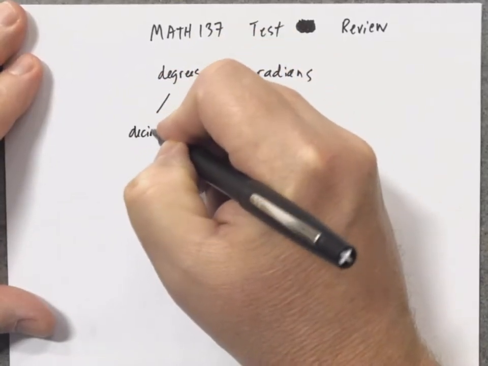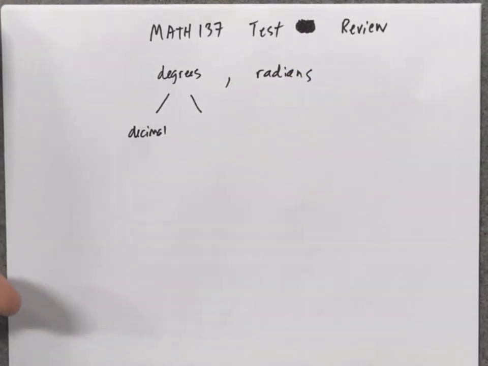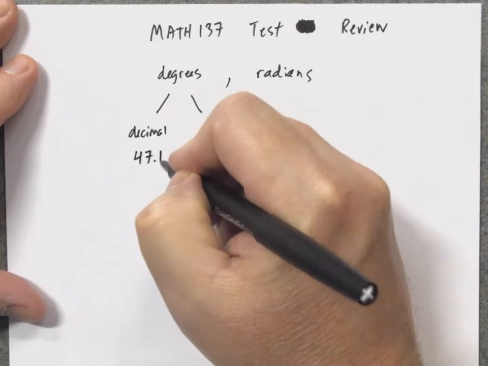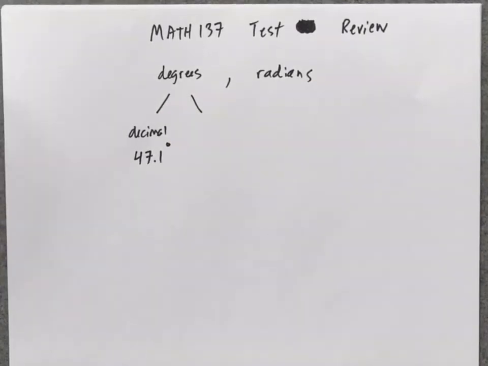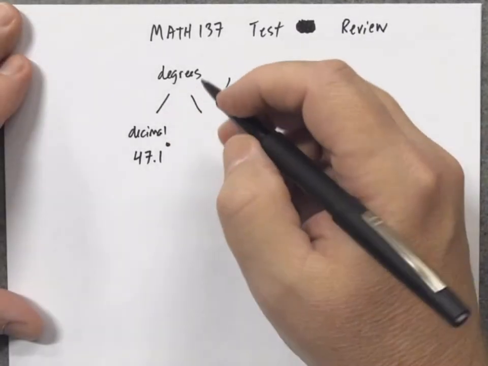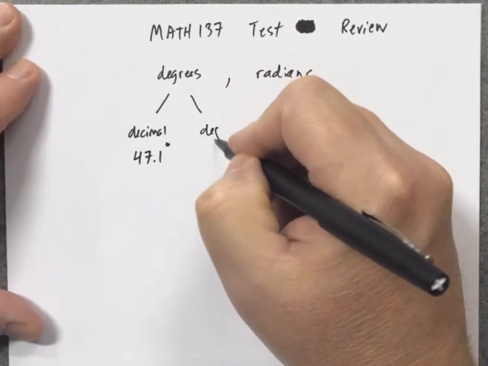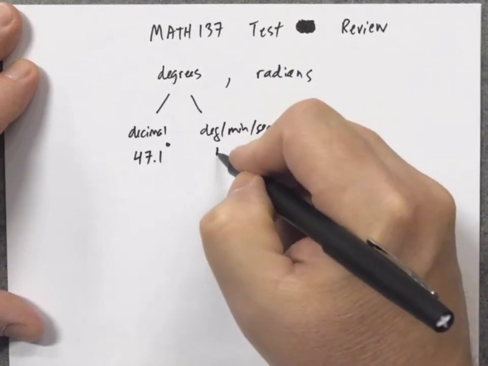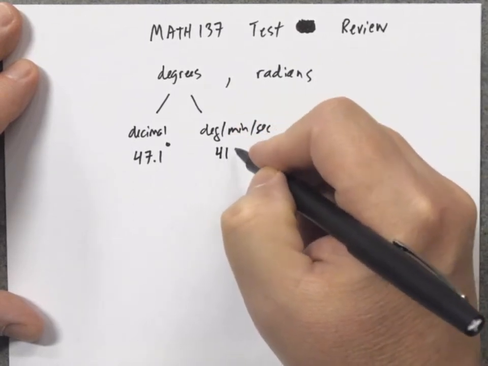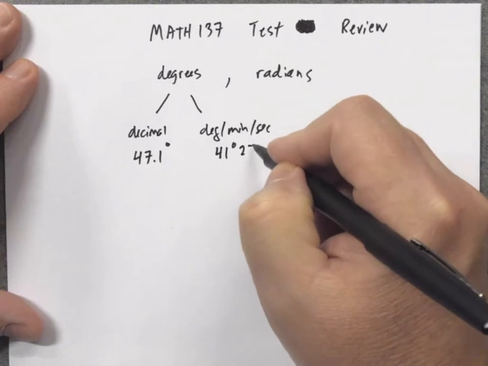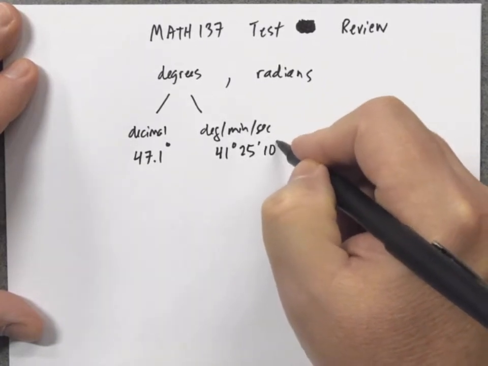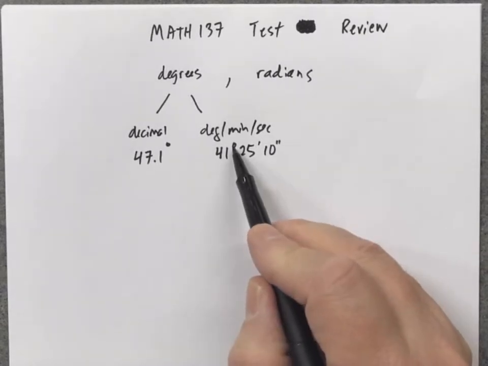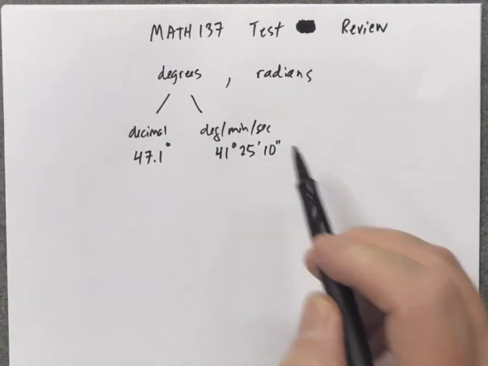And the first, you can express an angle as a decimal, for example, 47.1 degrees. But you can also express the angle in what we call degrees, minutes, seconds, where you say 41 degrees, 25 minutes, 10 seconds. Right? So this stands for degrees, this is minutes, and this is seconds.